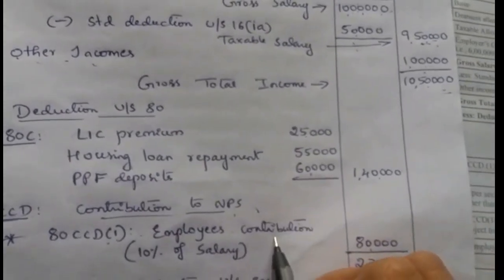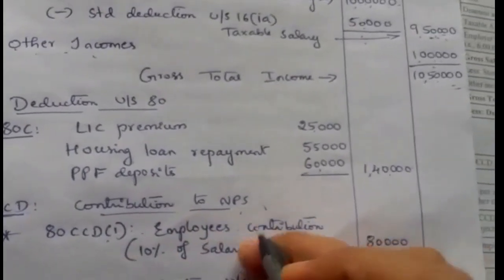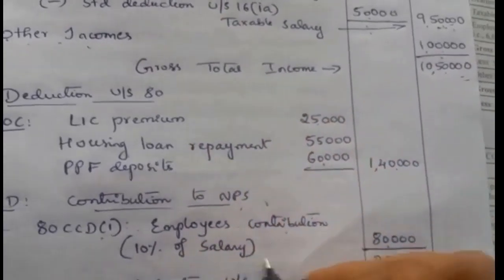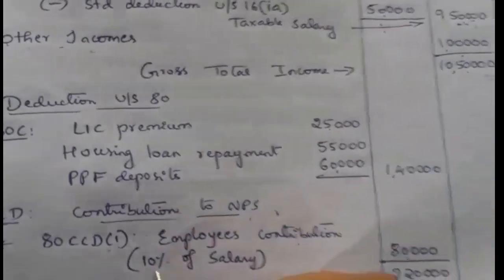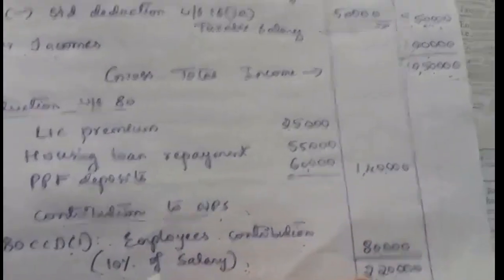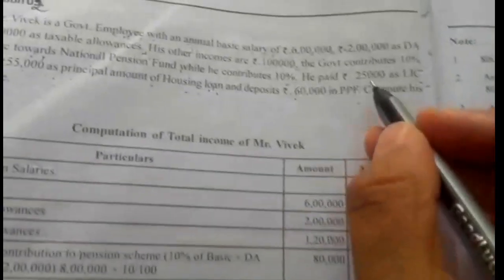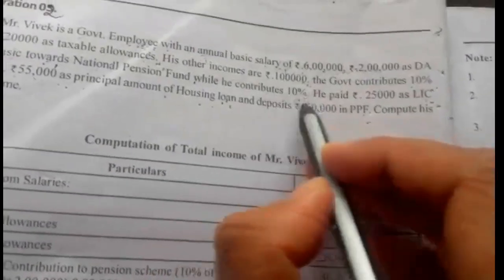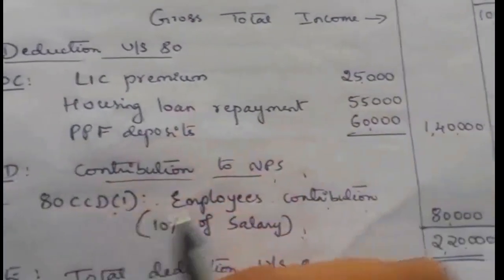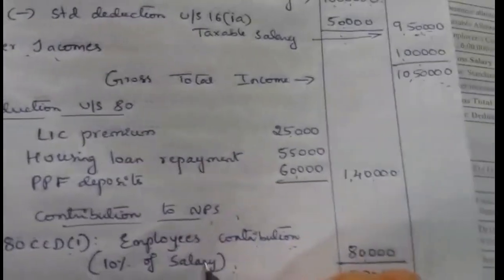So here in this problem, like the previous problem, they have not given the amount directly, but they have given a percentage. Employee's contribution, how much have they given? While he contributes 10%. Vivek is the employee, so the employee's contribution is 10% of salary.